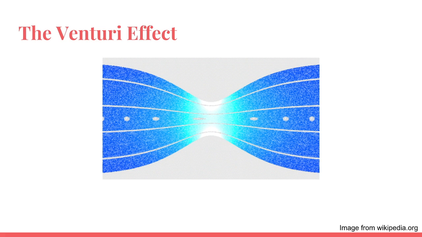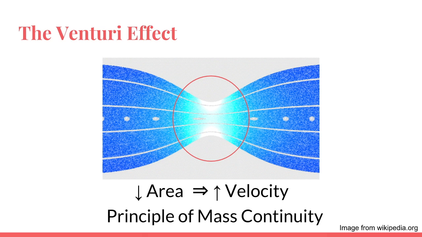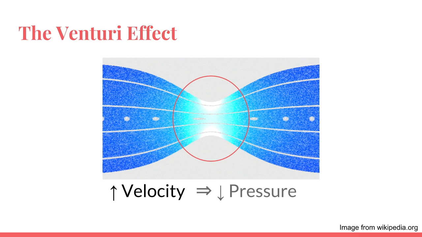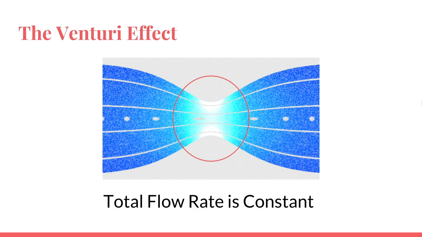This phenomenon occurs specifically when the fluid flows through a constriction, or a smaller cross-sectional area. Here, the fluid velocity will increase. This is due to the principle of mass continuity. As the velocity of a moving fluid increases, the pressure of the fluid decreases. This is due to the principle of conservation of energy, or more specifically, Bernoulli's principle. The change in pressure of the fluid due to the constriction is known as the Venturi effect. In these scenarios, total flow rate stays constant.